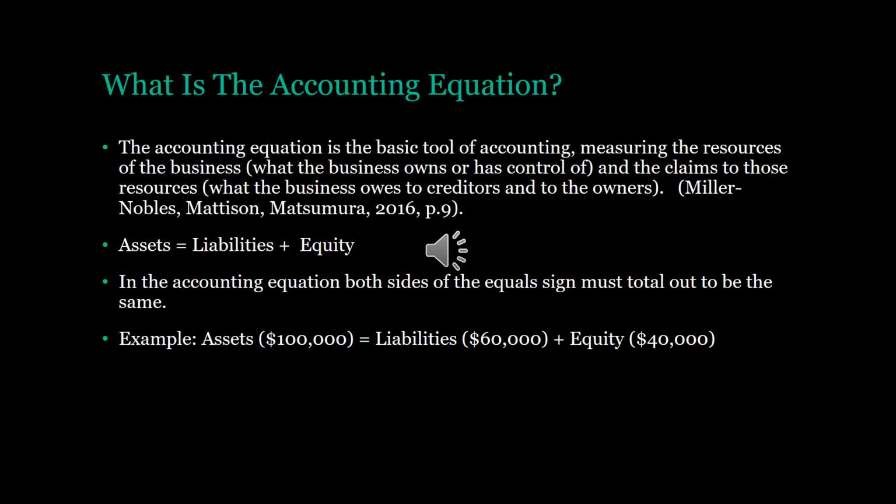The accounting equation is assets equals liabilities plus equity. And in this accounting equation, both sides of the equal sign must equal the same. An example would be if assets equals $100,000 and liabilities is $60,000, that means equity would have to be $40,000 in order to equal the $100,000 of the assets.